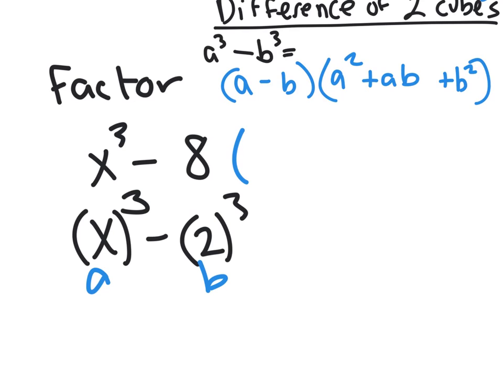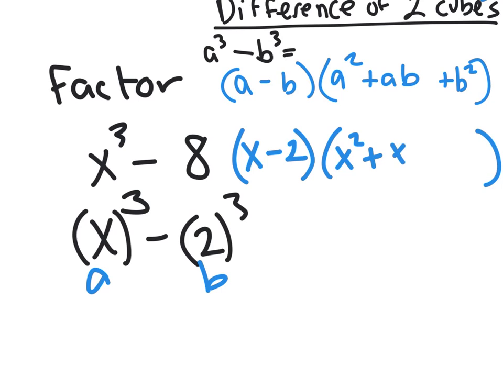So the formula will be a minus b. So what am I going to write in the binomial? Instead of a minus b, what am I going to write? There you go, x minus 2. And now for the trinomial, this does take a little bit of work. Instead of a squared, it's going to be what? X squared. And we have a plus a times b.